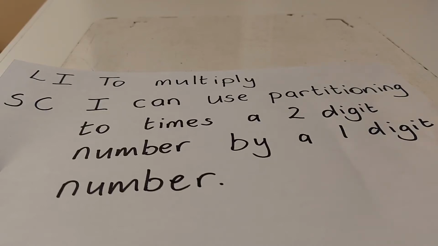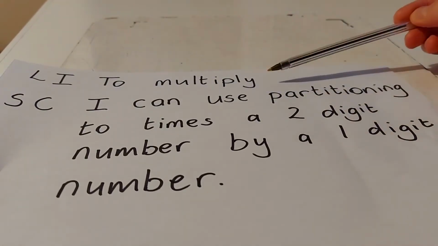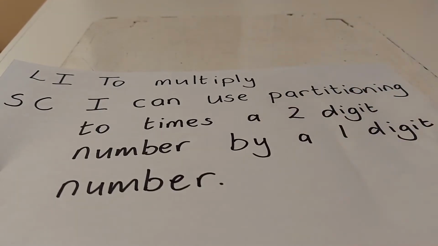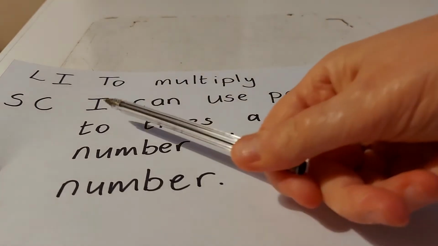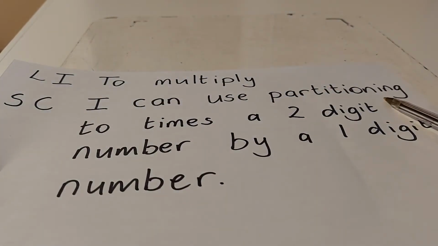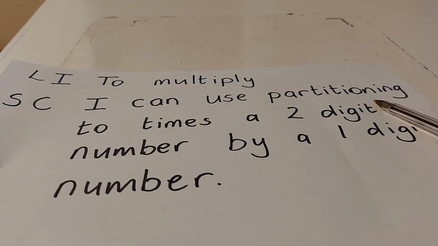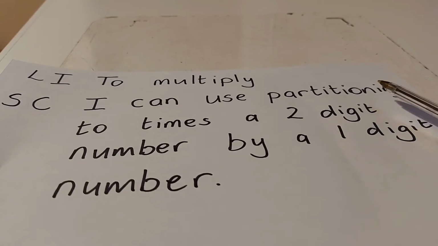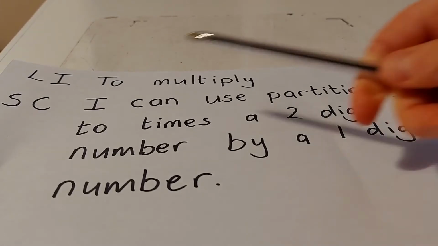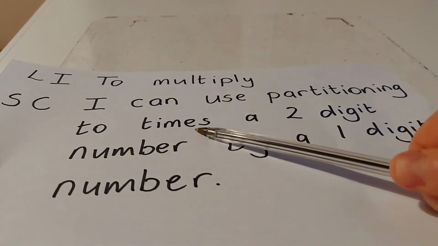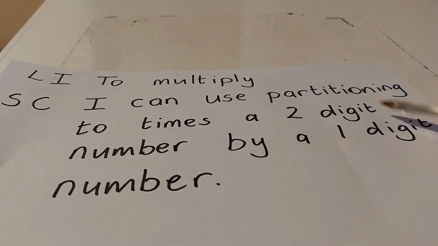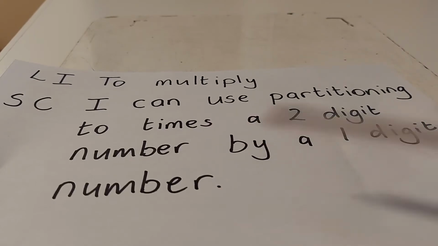So today we are continuing to learn how to multiply, and our success criteria today, in other words, what I would like you to do by the end of the lesson, is I can use partitioning. Now, we've looked at that before. That's when you split up a number into, for example, tens and units, or hundreds, tens and units. So I can use partitioning to times, which is another word for multiply, a two-digit number by a one-digit number. So a two-digit number is something like 36, and a one-digit number is something like 9.